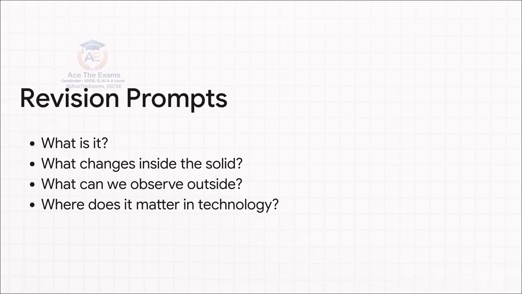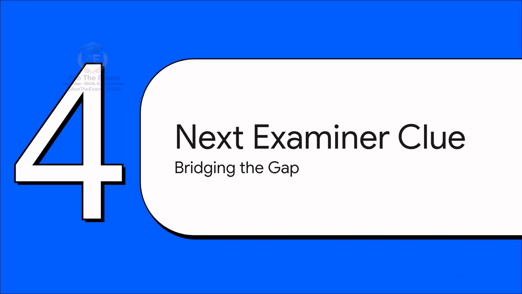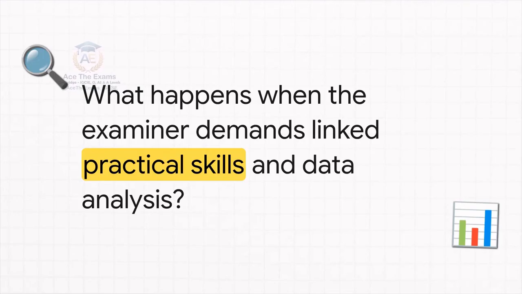Section 4. The next examiner clue. So, you now possess the theoretical framework for covalent network solids. You know exactly how to structure your descriptive answers to avoid those fatal errors and secure top band marks. But we have a very dangerous gap remaining. What happens when the 9702 examiner pivots?